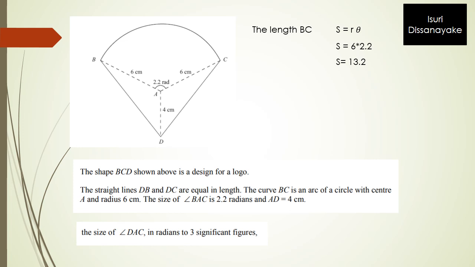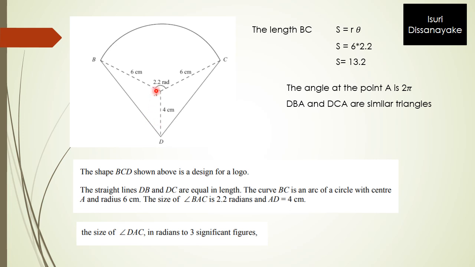Then I want to find the angle DAC. Angles at a point add up to 2 pi, which is 360 in terms of degrees, and 2 pi in terms of radians. Take triangle DBA and triangle DCA. These two triangles are similar triangles.